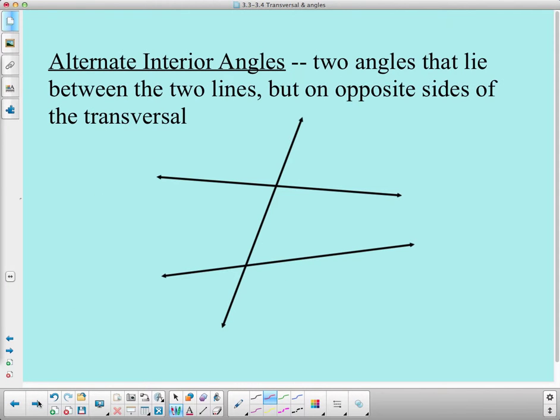All right, another pair is alternate interior angles.